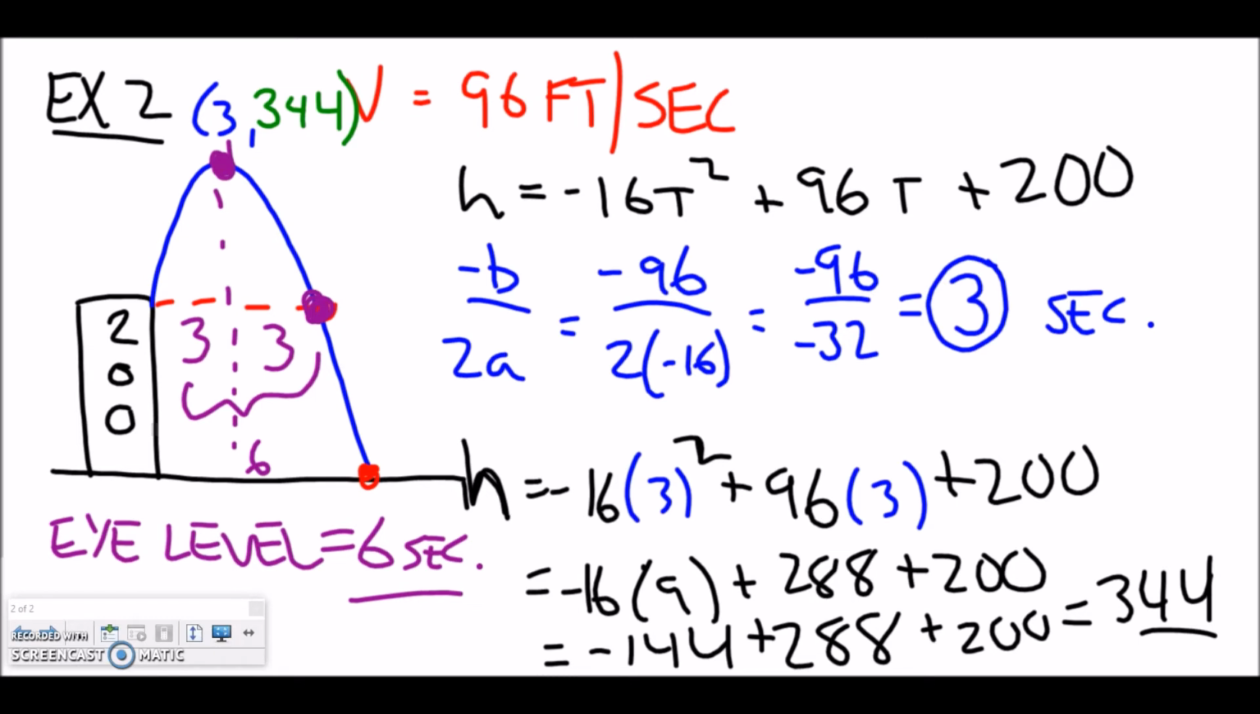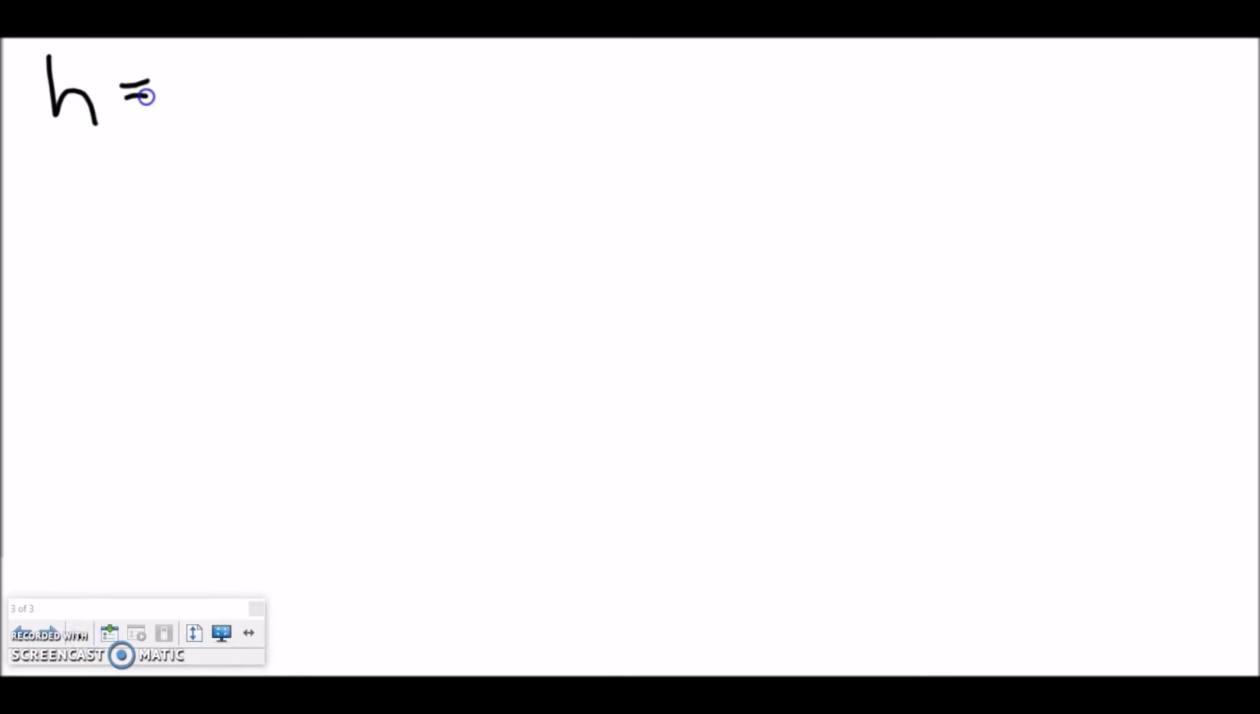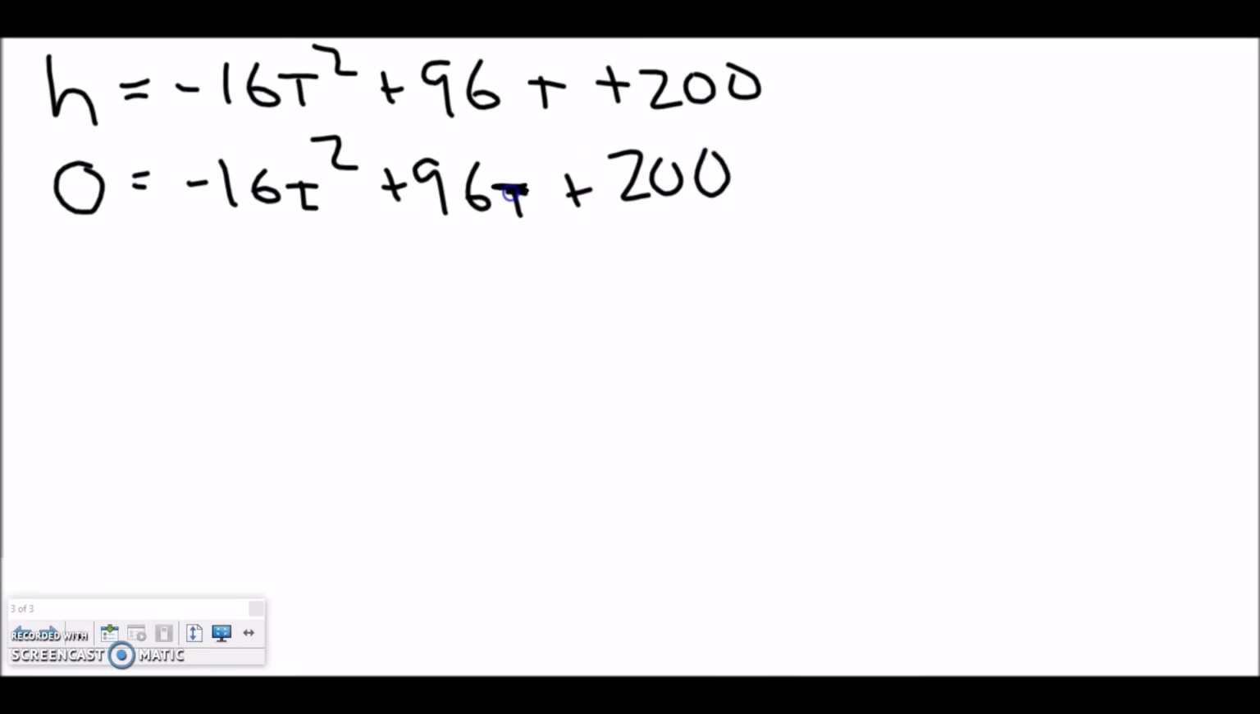The last one will require some math. We want to know when this thing hits the ground. So we have our height formula, h equals negative 16 t squared plus 96t plus 200. Now we know that when it hits the ground, height is 0. I'm sorry if my t's look like pluses, bear with me. Writing on this screen is not the easiest.